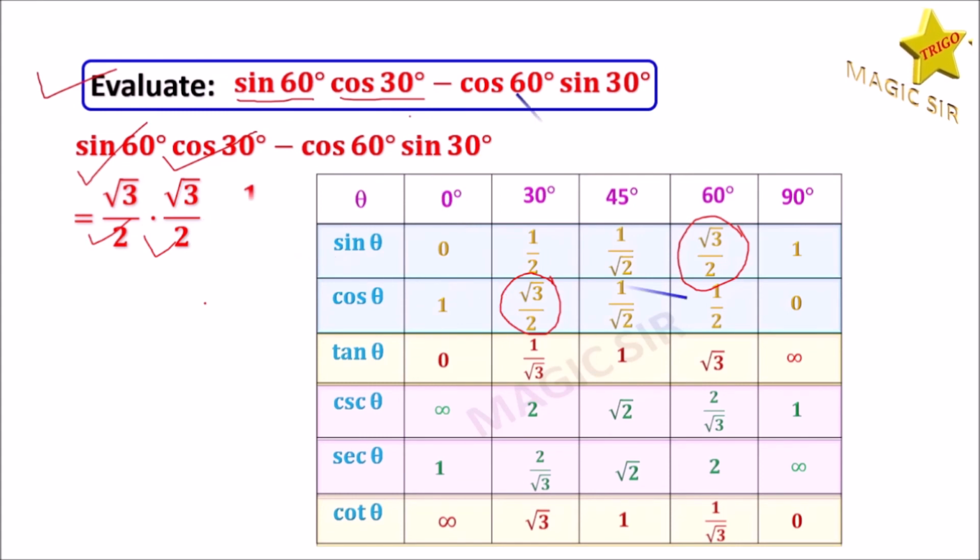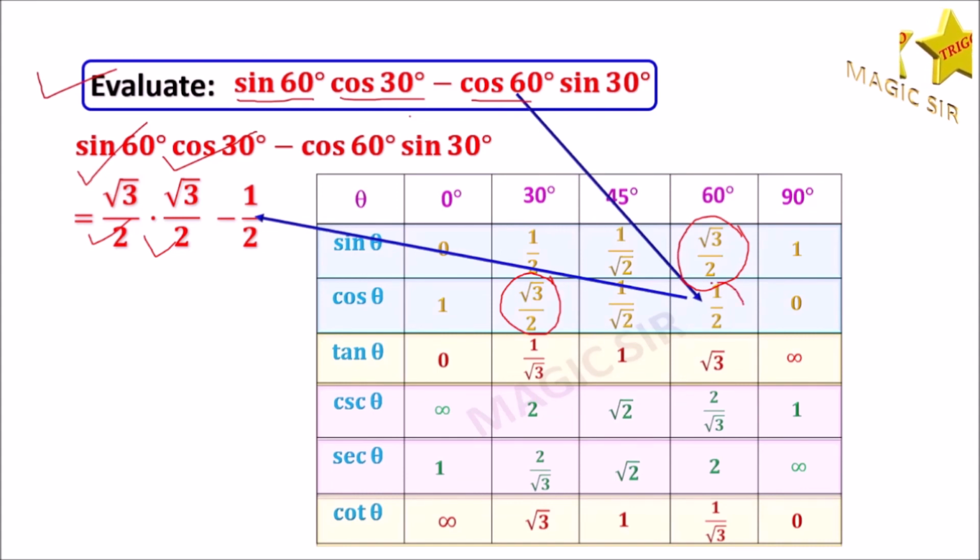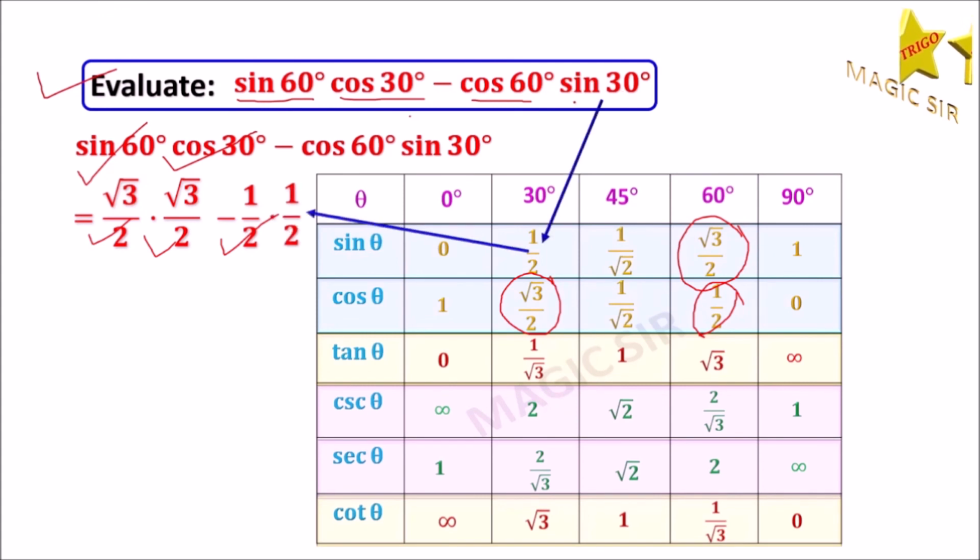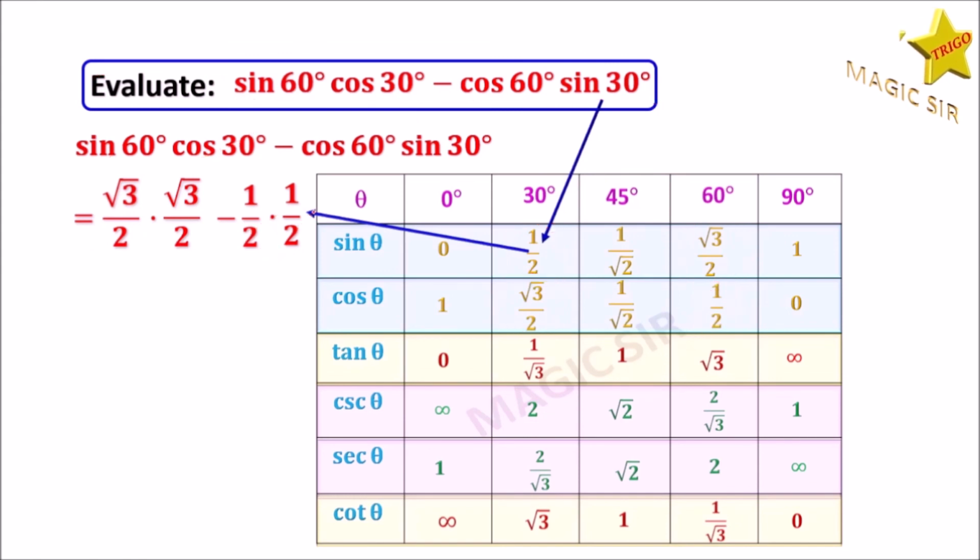Minus cos 60 degrees is equal to 1 upon 2. So we put cos 60 degrees is equal to 1 upon 2. And last, sin 30 degrees is equal to 1 upon 2. See the arrows. So we take sin 30 degrees is equal to 1 upon 2.